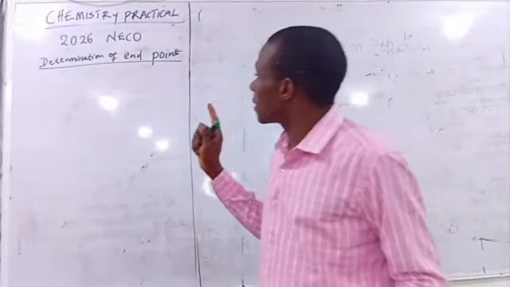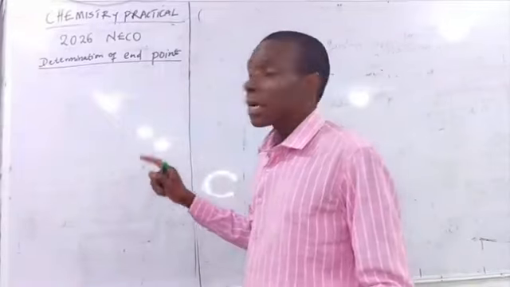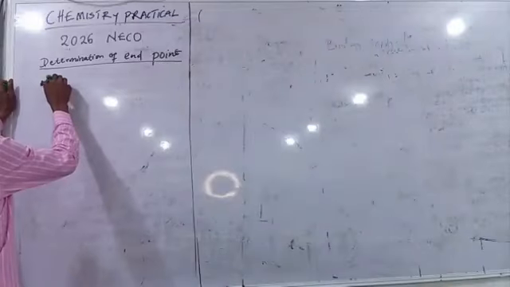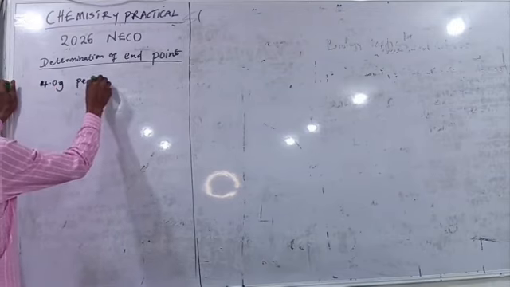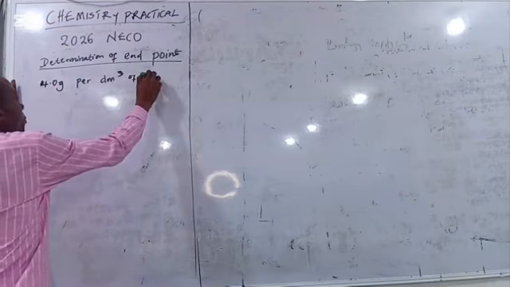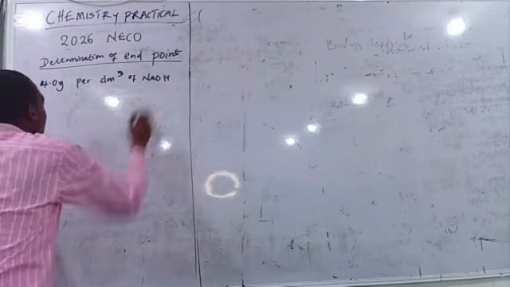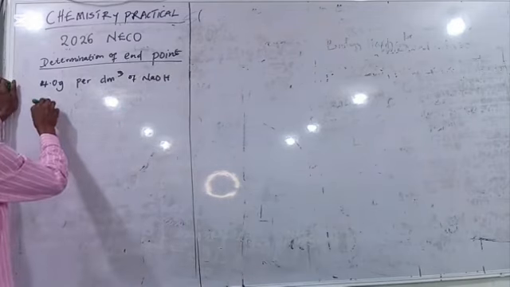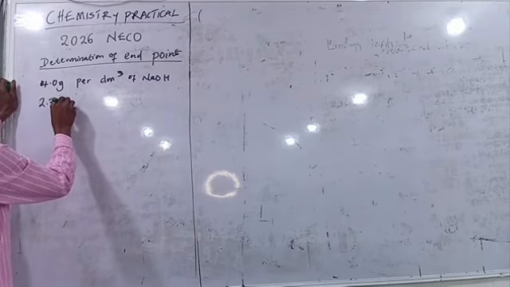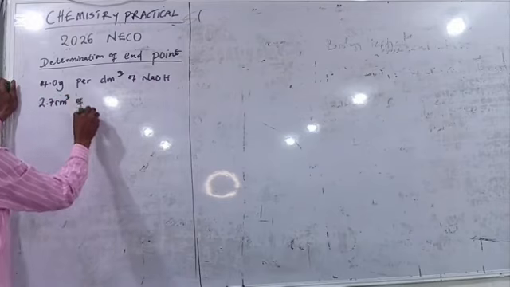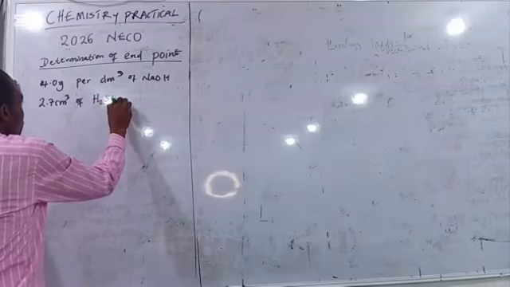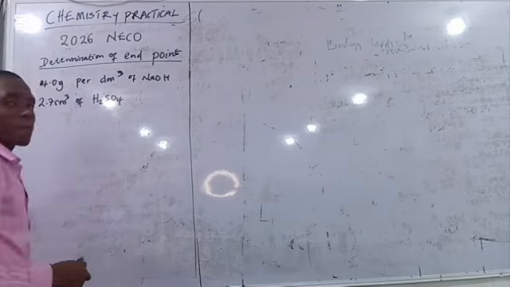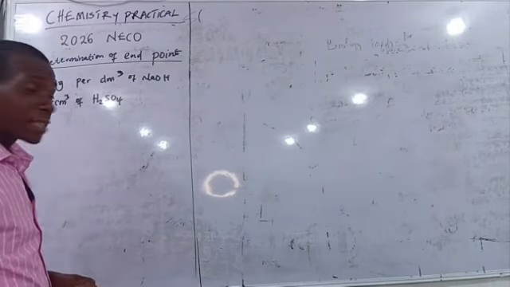Now, for this 2026 NECO chemistry practical, we are asked to measure 4.0 gram per dm cube of sodium hydroxide, and then we are also asked to measure 2.7 cm cube of H2SO4. So those are the information provided in the instructions.